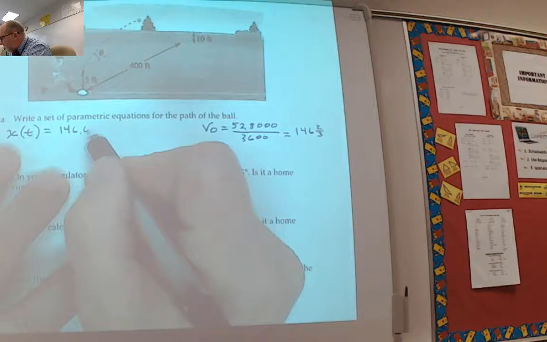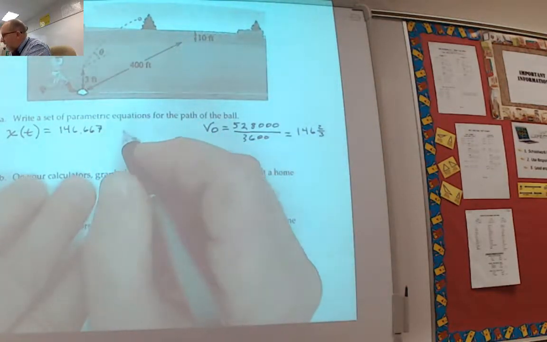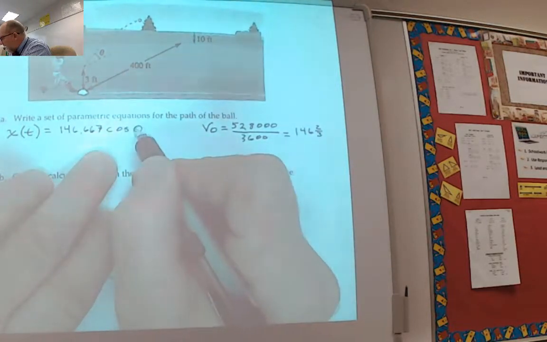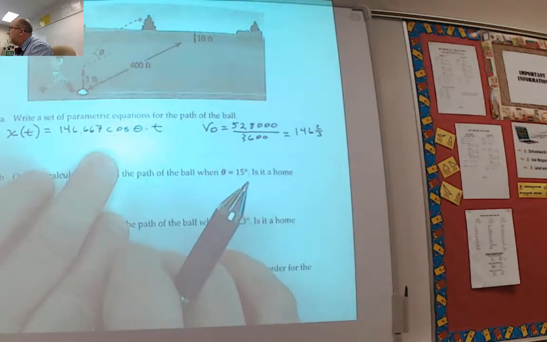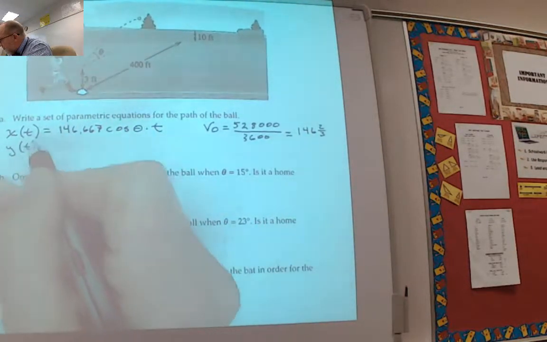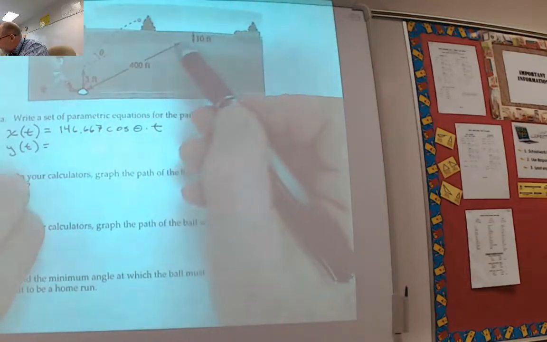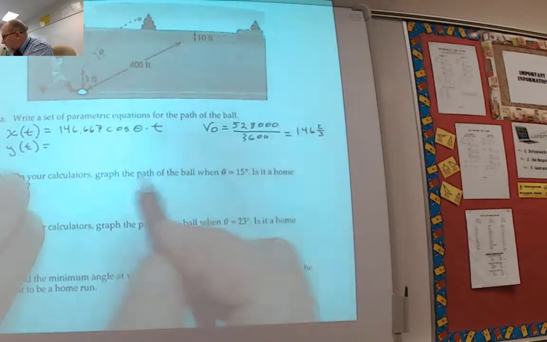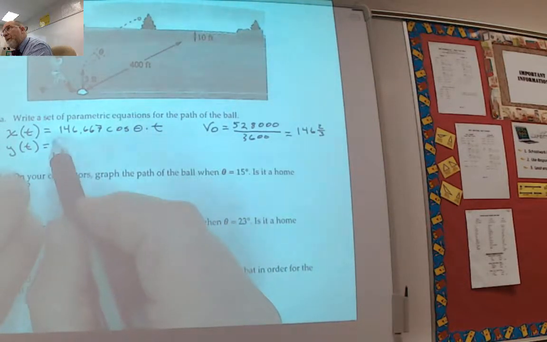And you said 0.667, correct? Okay. Times the cosine of theta times t, correct? Okay. So y sub t, the horizontal component, that's this right here. Wait, why is the horizontal? Okay, yep. X sub t is the horizontal. Y sub t is going to be the vertical. Okay?